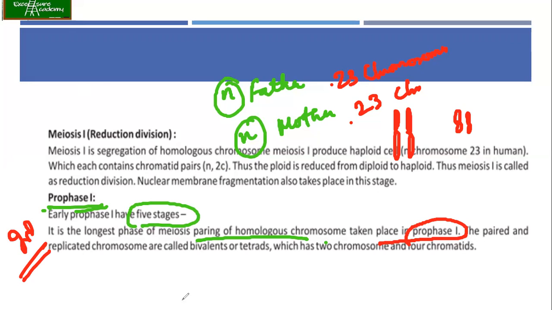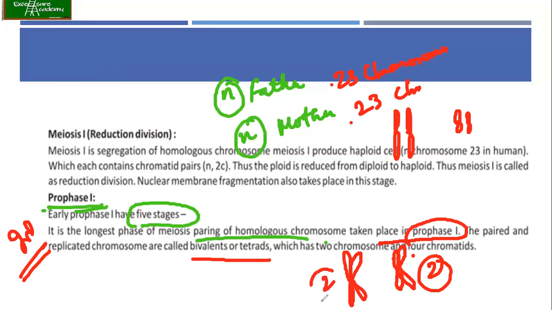Now the paired and replicated chromosomes are called the bivalent or the tetrad, which has 2 chromosomes and 4 chromatids. So how does it look? It looks like this. It has got the 4 chromatids: 2 chromatids over here and 2 chromatids over here. So 2 chromosomes total, we have got 4 chromatids now. This is called the homologous pairing up.